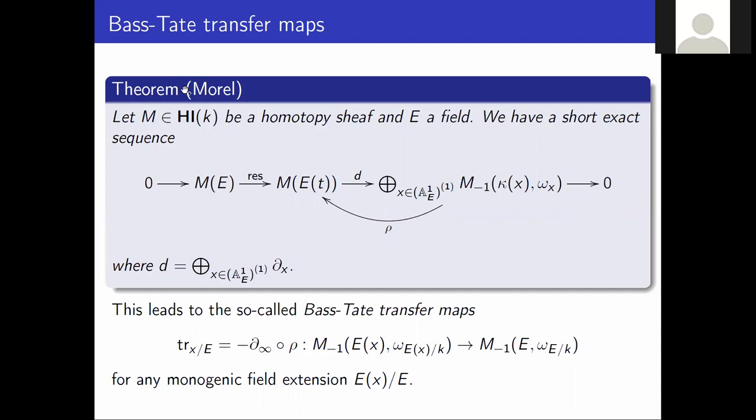So the idea is the following. If you consider M a homotopy sheaf, Morel proved that you have a short exact sequence like this. And if you consider a finite monogenic field extension, a generator corresponds to a point of codimension one in the affine line. So if you want a map from M minus one of E(x) to M minus one of E, what you do is consider an element in the inverse image, and then you use the valuation at infinity. So you obtain an element in M minus one of E, and then you add a minus one in the definition because mainly we want to have some kind of reciprocity formula for curves. And this is exactly the same definition that Bass and Tate gave for Milnor K-theory.